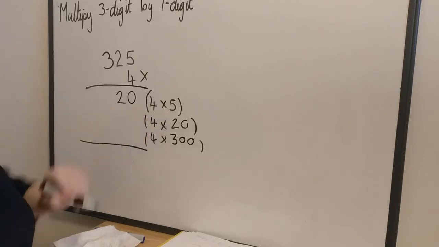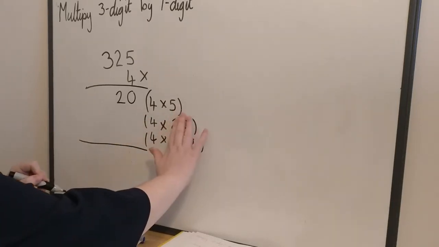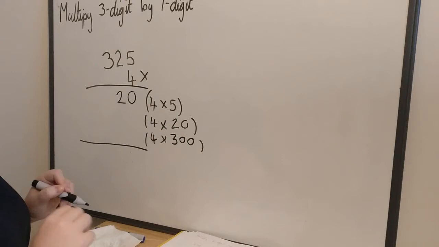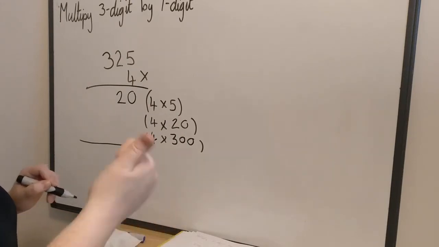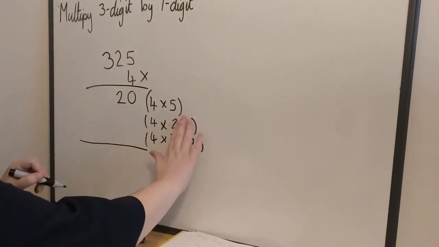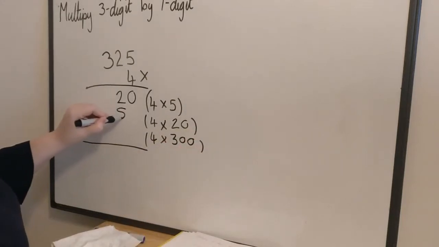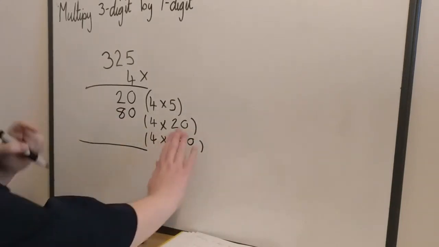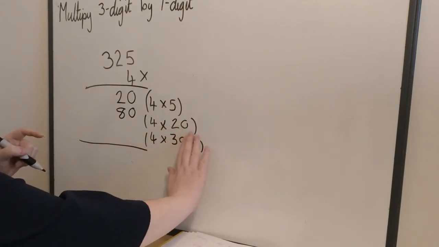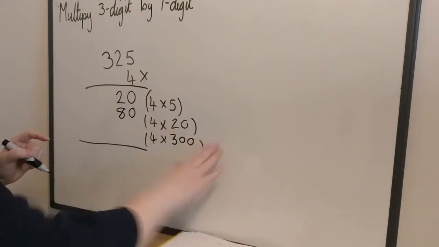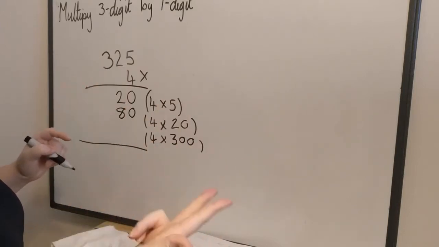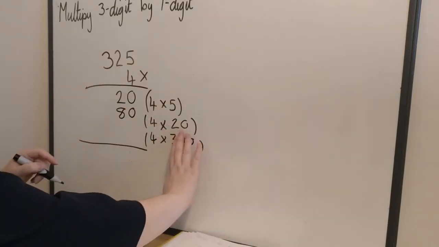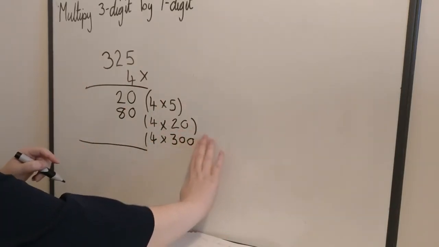4 times 20, well, I'm going to do 4 times 2 and then move it up in place value. Okay, so 4, 8. Move it up in place value, 80. Now I've got 4 times 300. I'm going to do 4 times 3 and move it up in place value twice. So 4, 8, 12. 12, 120, 1,200.